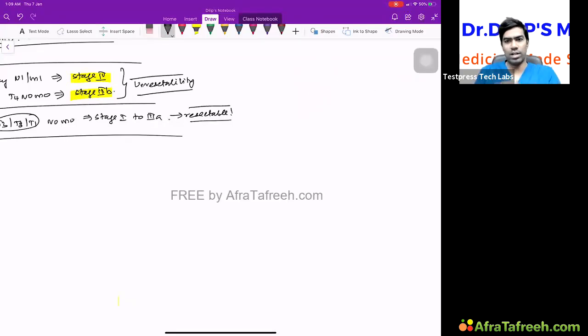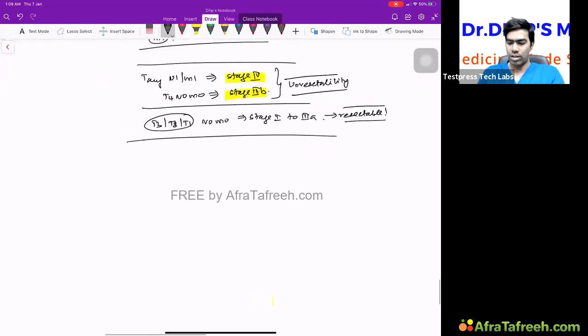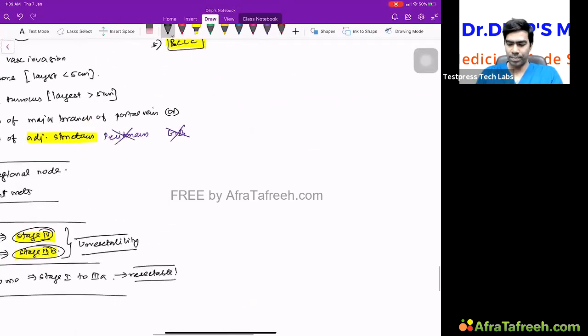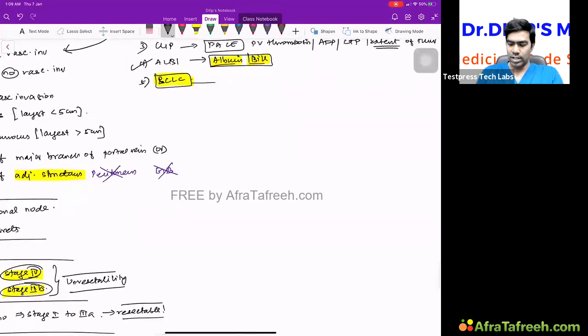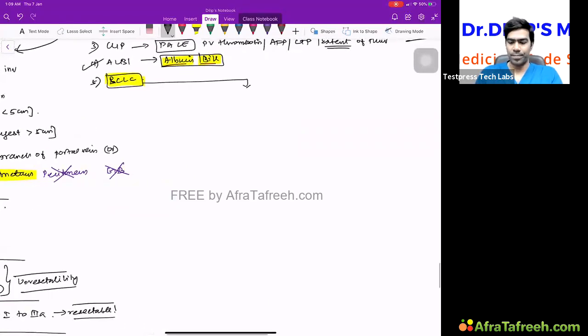So T4 disease unresectable, N1 disease not resectable, and M1 disease not resectable. So that's why this is very, very important. That's why stage 4 and stage 3B are not resectable. Only stage 1 to stage 3A disease is basically resectable. So now with this understanding, if you go to the BCLC, it will be very easy.